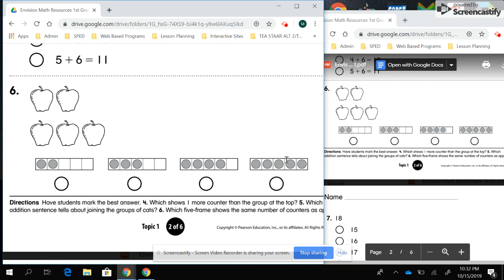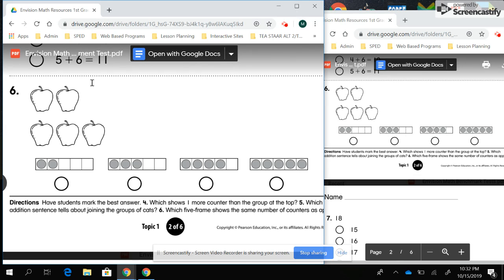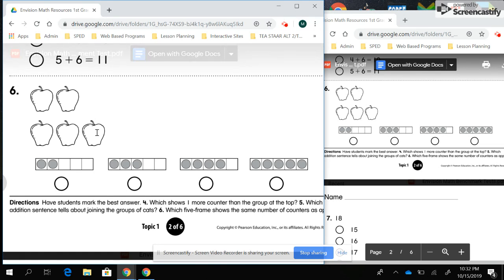Which frame shows me the same number of apples as you have at the top? So that means please count the apples you have and then make sure that you find the matching frame.